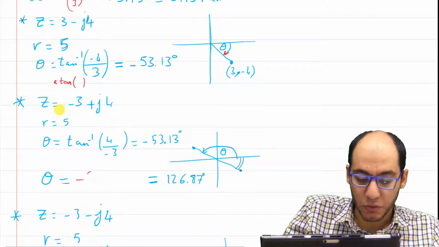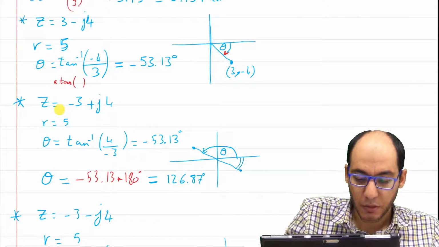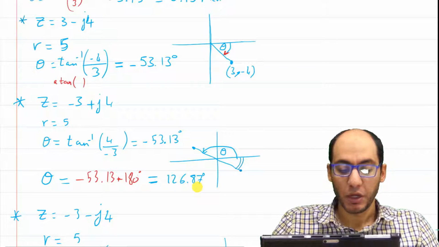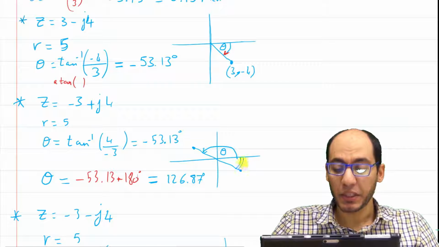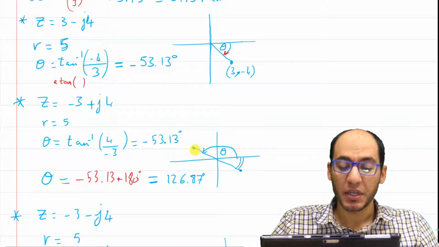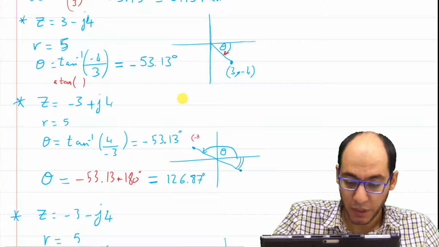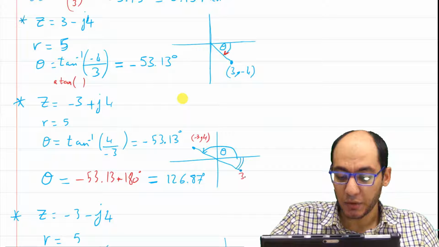So that's why this is equal to negative 53.13 plus pi, which is 180 degrees, which gives us 126.87. Okay? If you did not add this pi, then in that case you're going to get this angle. Although in reality, this is negative 3 plus j4. So that point is negative 3 and 4. Alright? And this is 3 and negative 4.